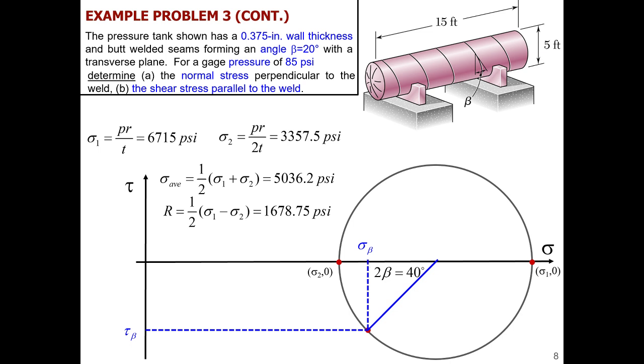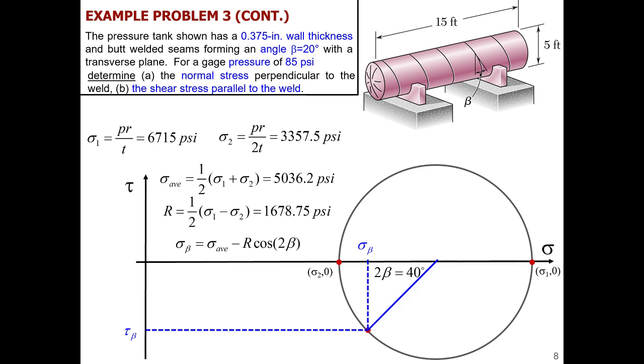And so that means that we need to calculate this part, right? What we are given here is the radius, which we already calculated, and we know the angle. This angle is 2 beta. So based on the radius and the angle, we can calculate this part. Then our sigma beta will be just sigma average, the whole distance from 0 to the center, minus the radius multiplied by cosine of the angle that we have here, 40 degrees. Okay, so this is sigma beta.